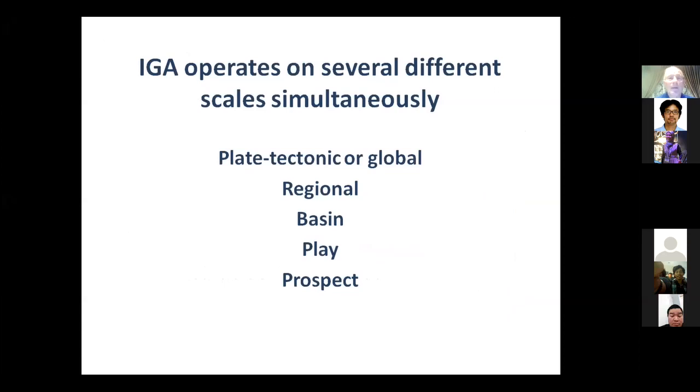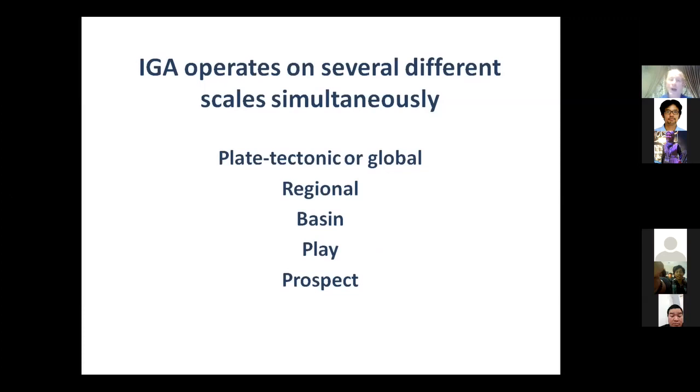Another point to make about IGA is that it operates on several different scales simultaneously. From the plate tectonic or even global scale, to regional, to basin, to play, and even to prospect scale. And it's not an either-or situation. If you're interested in a prospect, you need to know the plate tectonic and regional and basinal settings as well.